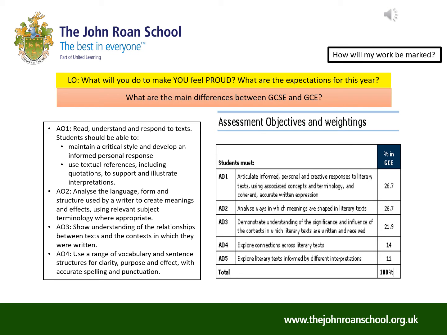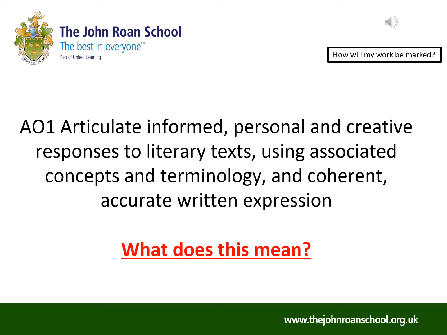Unlike at GCSE, there are five assessment objectives in English literature. I'll go through them all individually now. Assessment objective 1 is to articulate informed, personal and creative responses to literary texts using associated concepts and terminology, and coherent, accurate written expression. What does this mean? Well, it's kind of an amalgamation of assessment objectives 1 and 2 at GCSE, in so much as it requires you to write fluently and convincingly about whatever text you're talking about, and also identify the terminology and any quotes you use to support your ideas as evidence.